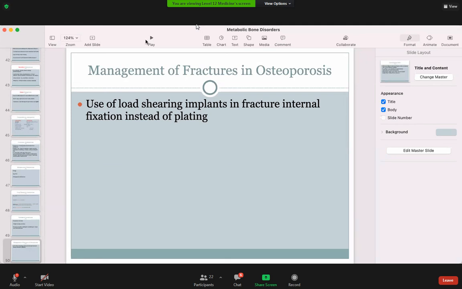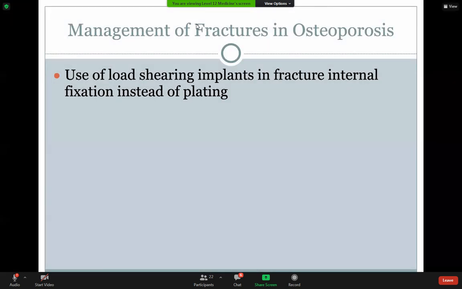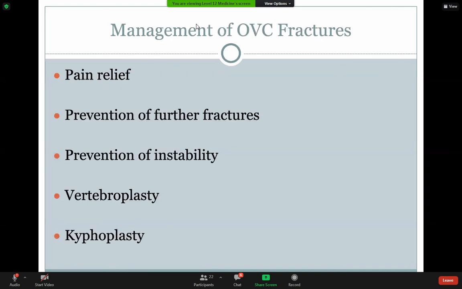Okay, so let's continue. Okay, so management of fractures: pain relief, prevention of further fractures, prevention of instability, vertebroplasty or kyphoplasty. Okay, so this is for compression fractures of the vertebrae.